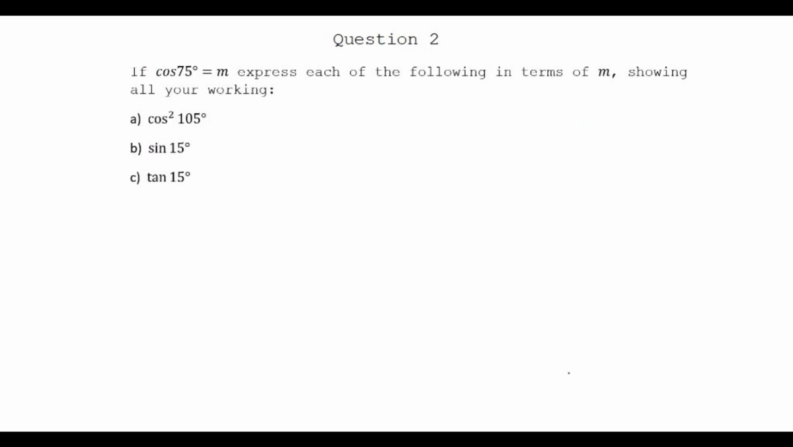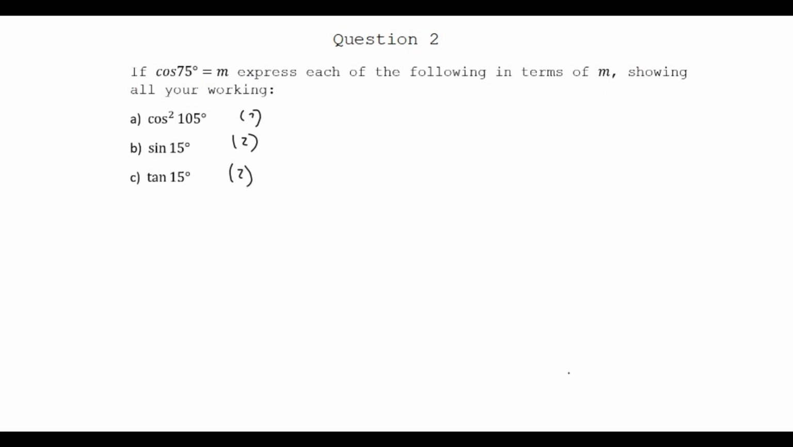Alright, question 2 for a total of 6 marks. If cos of 75 degrees equals m, express each of the following in terms of m, showing all your working. We get question A, B, and C. The way this would be 6 marks is if each counts a total of 2 marks.